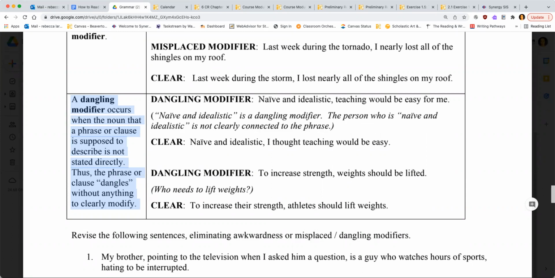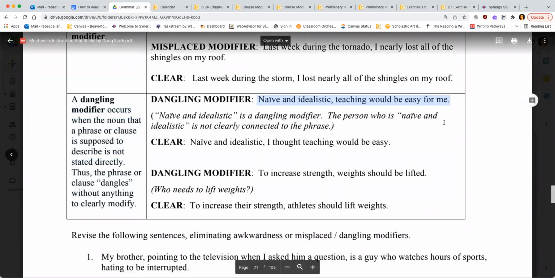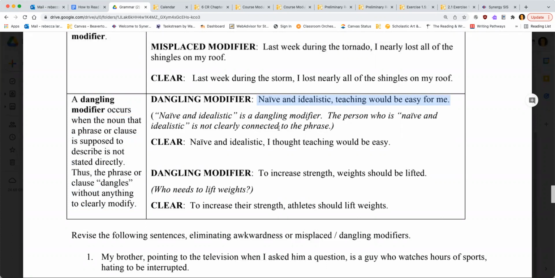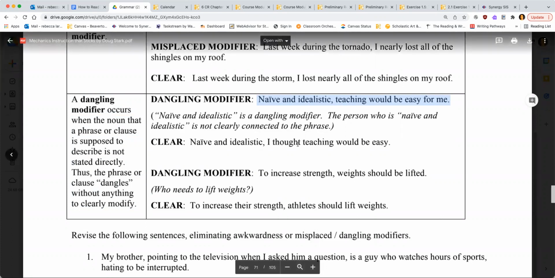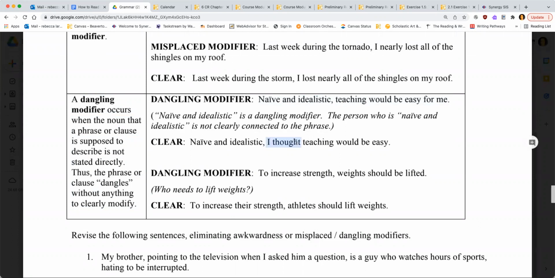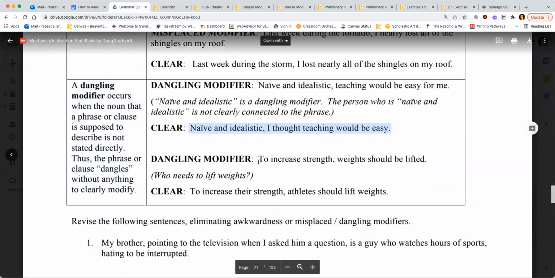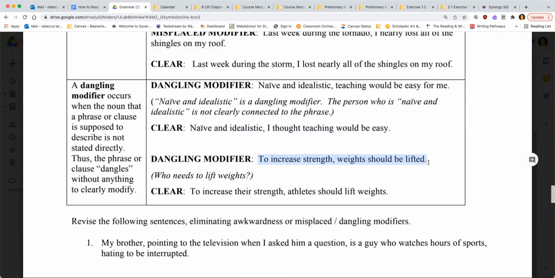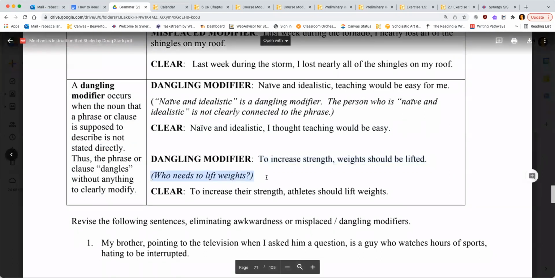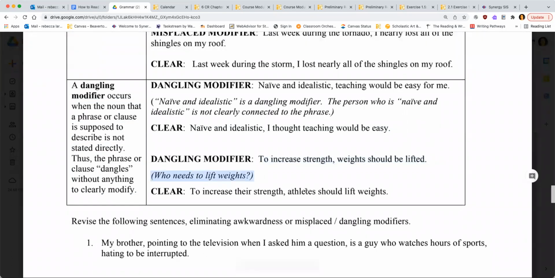I will see student sentences like this all the time. Naive and idealistic, teaching would be easy for me, right? Well, we need the who who was thinking teaching would be easy. I thought. Naive and idealistic, I thought teaching would be easy, right? Moving the I up. Or, to increase strength, weights should be lifted. Again, who needs to lift these weights? We need to have a noun there. It's dangling without an anchor, a noun. To increase their strength, comma, athletes lift weights.